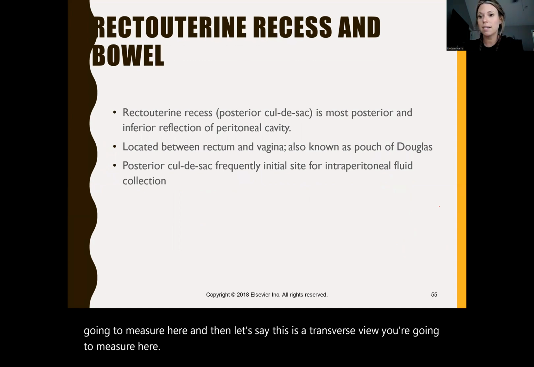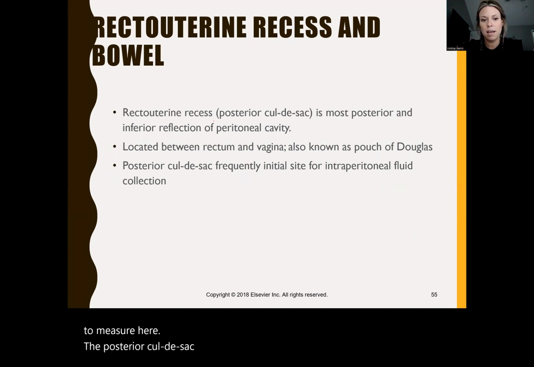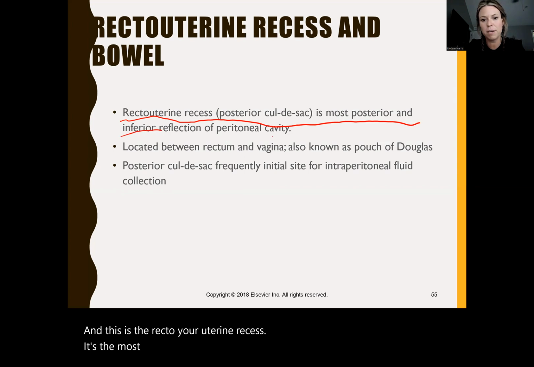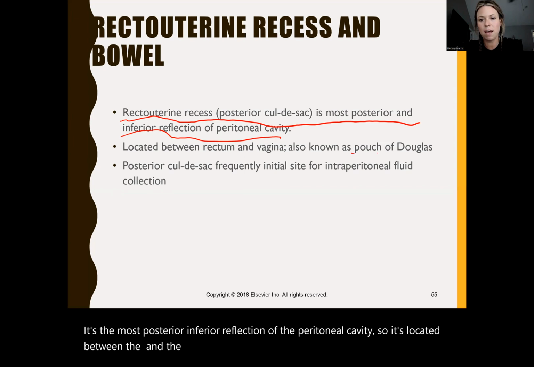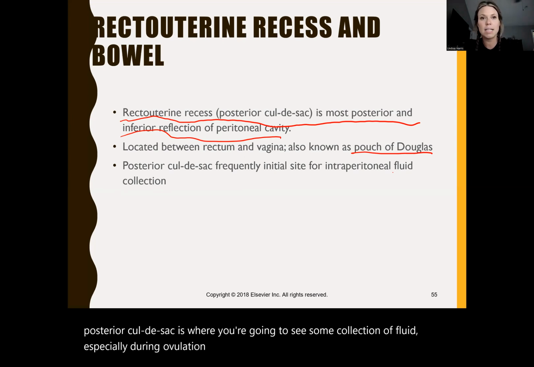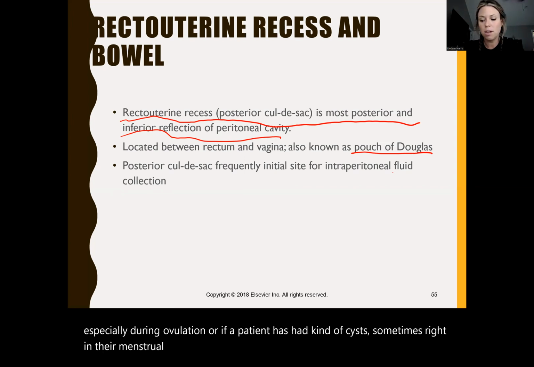The posterior cul-de-sac is one of the last things we're going to talk about. This is the recto-uterine recess. It's the most posterior inferior reflection of the peritoneal cavity, located between the rectum and the vagina. It's also known as the pouch of Douglas. The posterior cul-de-sac is where you're going to see some collection of fluid, especially during ovulation, or if a patient has had cysts, sometimes right in their menstrual cycle. So it's not uncommon to see fluid there, and you just want to know what it is.